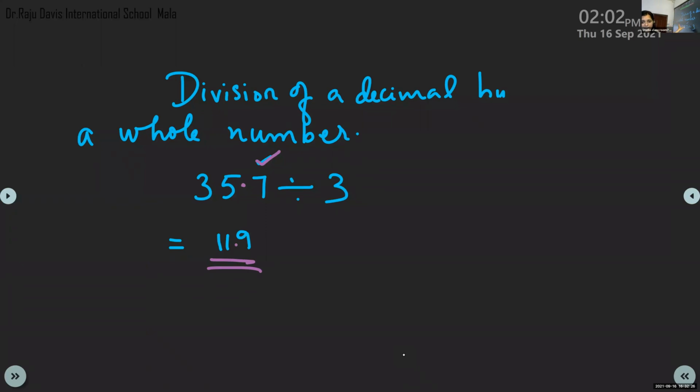First, we are dividing a decimal by a whole number, like 0.4 divided by 2. What we have to do is divide simply like a whole number and get the answer. Then check the number of decimal places, and place the decimal point accordingly. We'll see the next question.